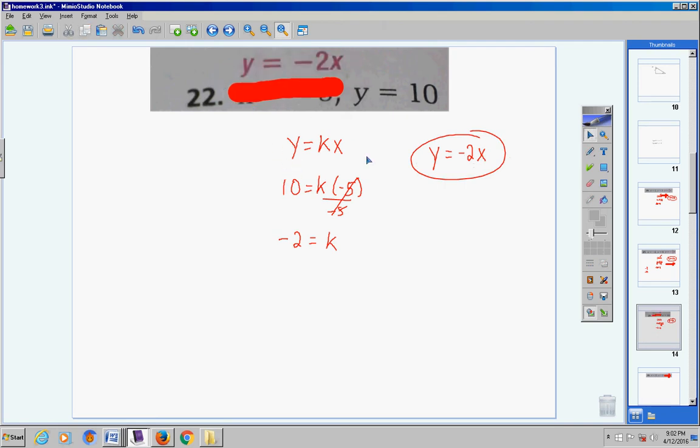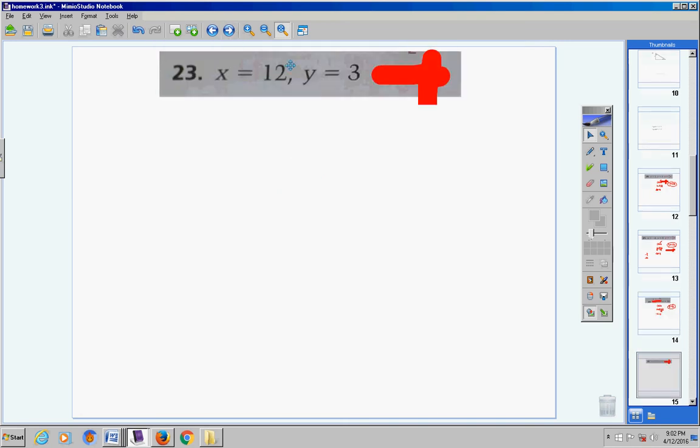So that is a direct variation equation. Or you can say it's an equation that relates x and y directly. Number 23. Okay, we're going to write a direct variation equation. So here's the model we're going to use. It's direct variation. The first thing we do after we decide what model we're going to use is we solve for k. So where the y is, I'm going to substitute 3. Where the x is, I'm going to substitute 12. Now divide both sides by 12. 3 divided by 12 is 1/4, or 0.25, the same thing.